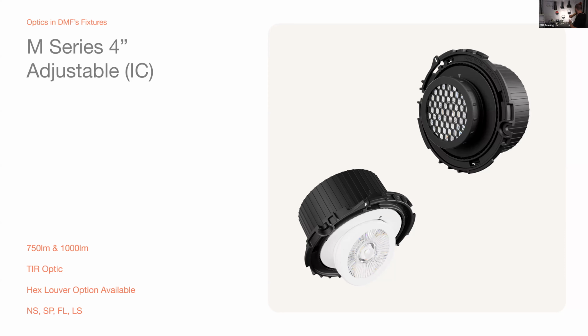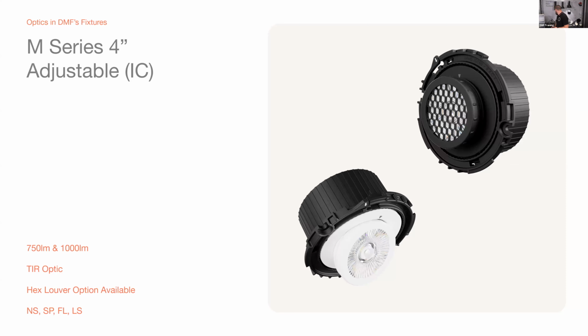This ultimately does give you a very nice soft beam spread. That single TIR lens is designed in a way to scatter light and give you a nice soft edge beam spread, no matter the beam spread that you're using out of these different options. So that's one nice thing. It's a very simple system with only one element on the inside.